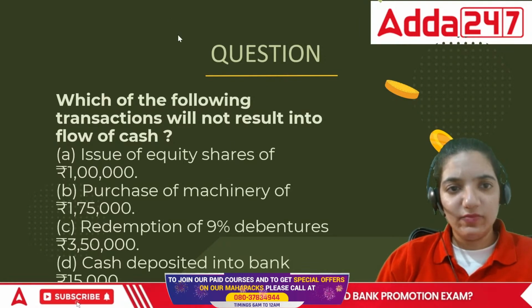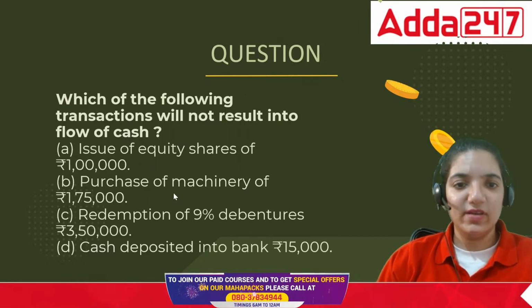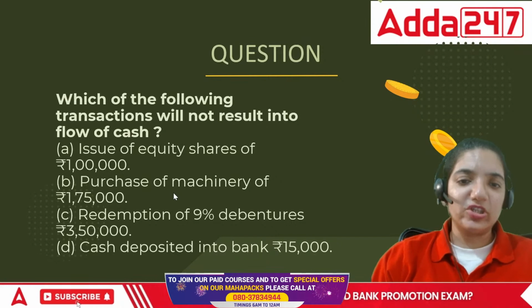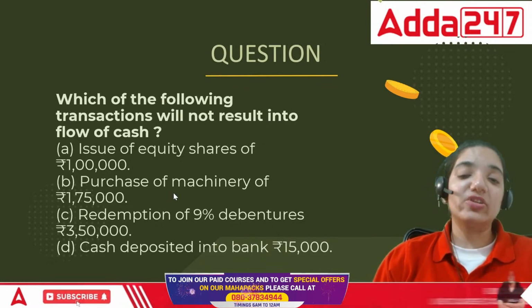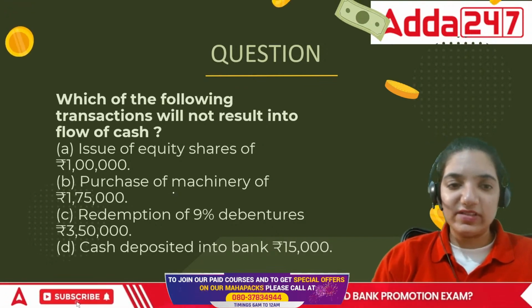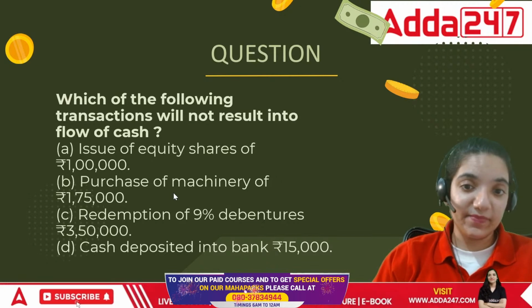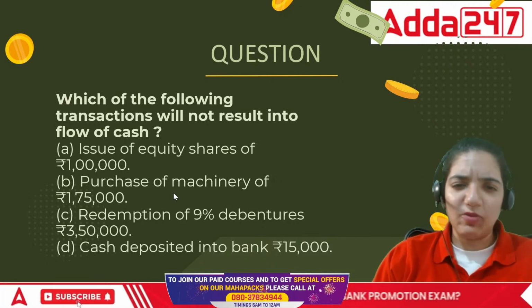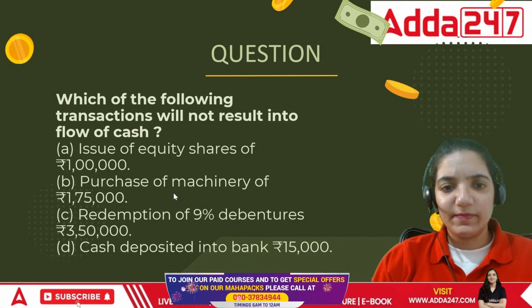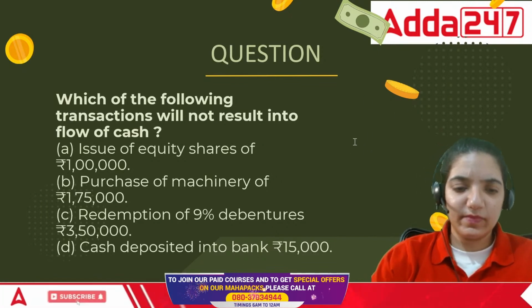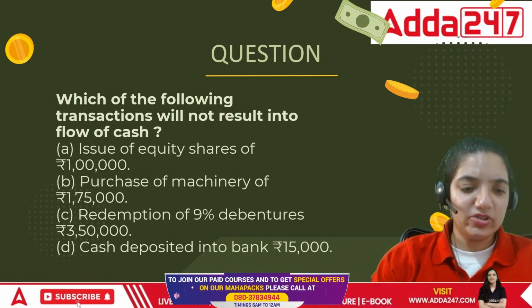Which of the transactions will not result in the flow of cash? Issue of equity shares 1 lakh, purchase of machinery 1,75,000, redemption of 9% debentures 3,50,000, and cash deposited into the bank rupees 15,000. Always remember, if you are just changing the form of cash, that is not movement. If I had cash and I put it in the bank, how much difference will it make, everyone? Nothing, isn't it? Right? So what would be the correct answer?